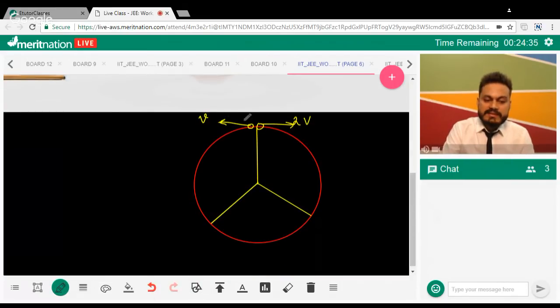Keep listening. Since this particle, let's call it A, and this particle B, it is having a velocity v. I'll mark the angles as well. It is 120 degrees, 120 degrees, and 120 degrees.